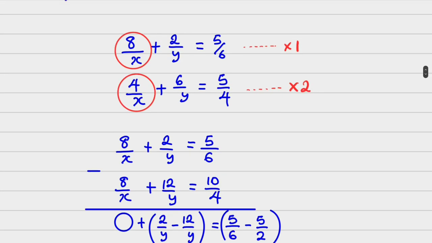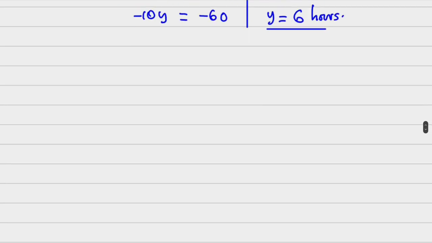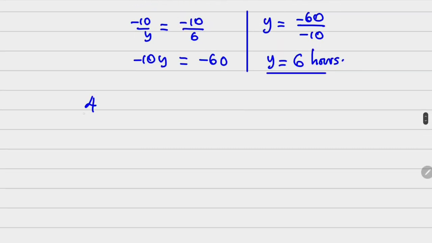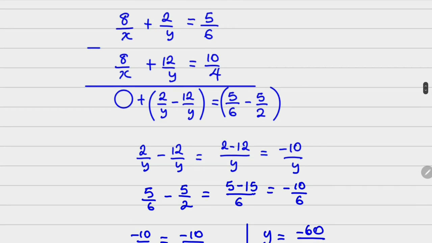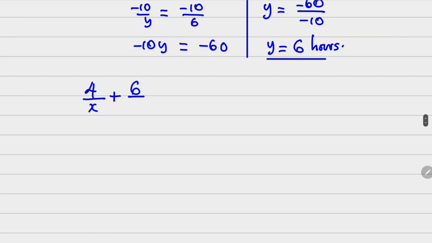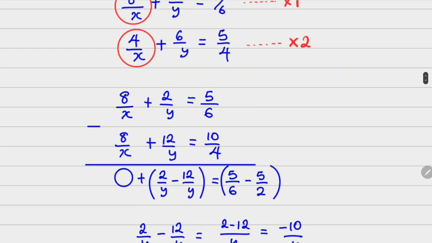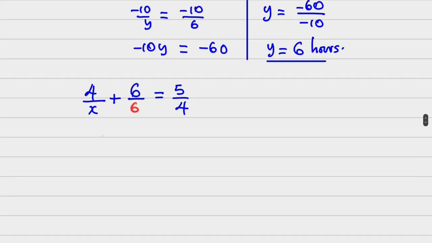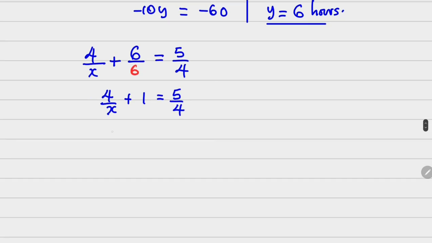Let me substitute y into the second equation, so that I'm going to have 4 over x plus, instead of 6 over y, 6 over, of course, y is 6. So I have 6 over 6 is equal to 5 over 4. And let me be sure that it's equal to 5 over 4. Okay, equal to 5 over 4. Now this is going to be 4 over x plus 1 is equal to 5 over 4. So that 4 over x will now be equal to 5 over 4 minus 1.